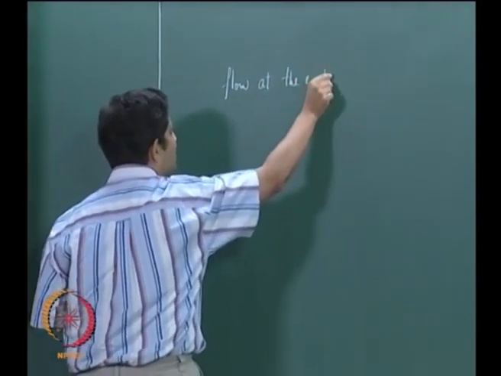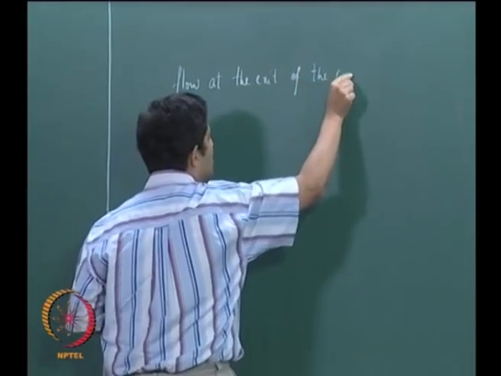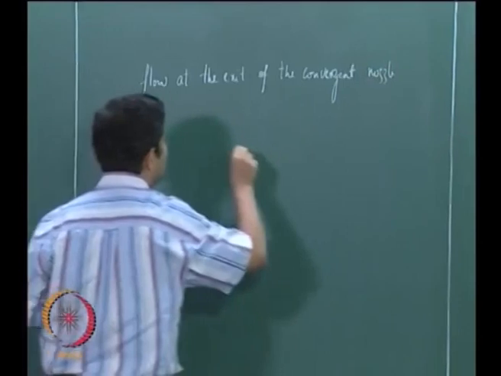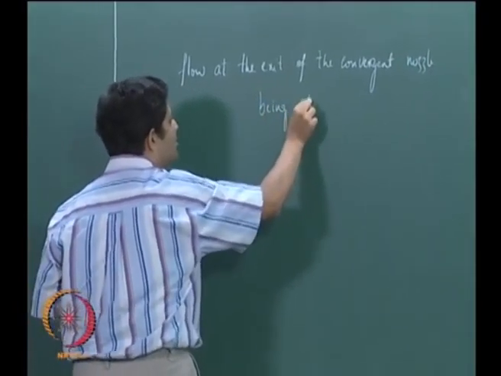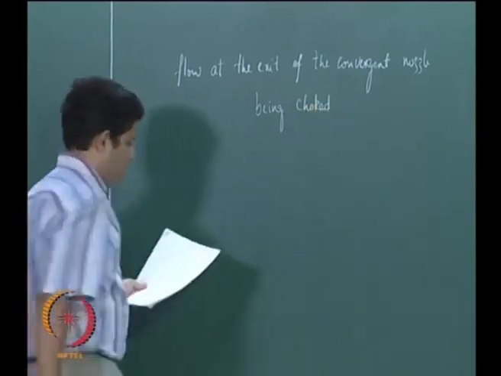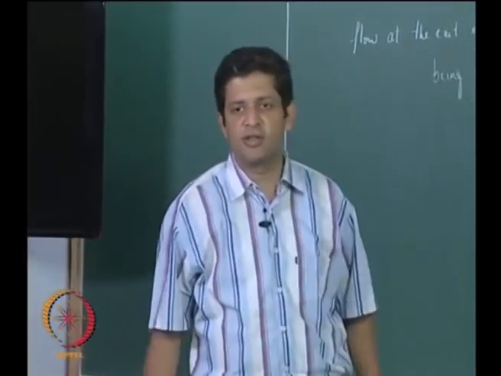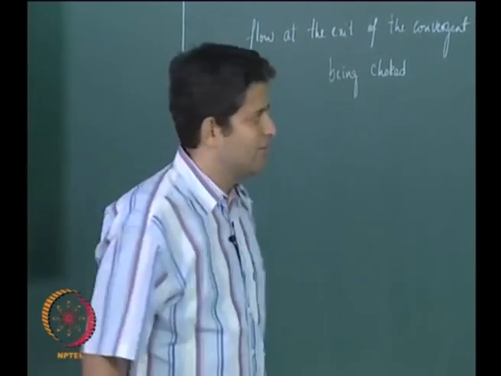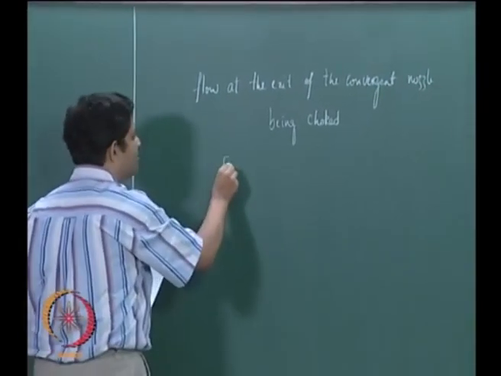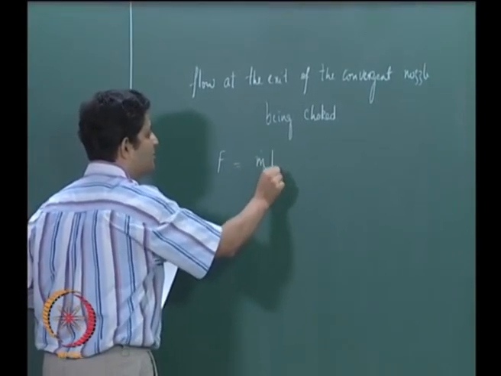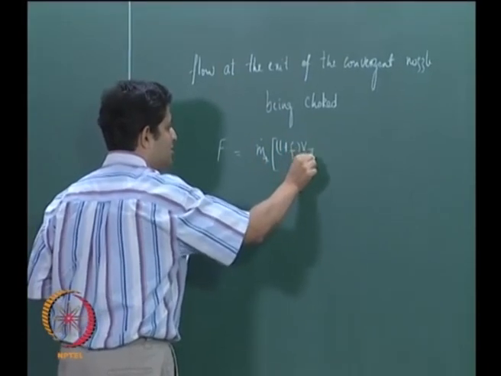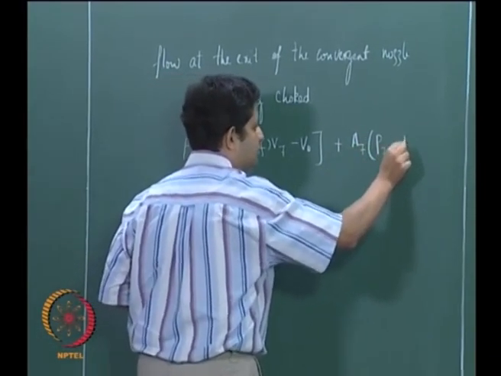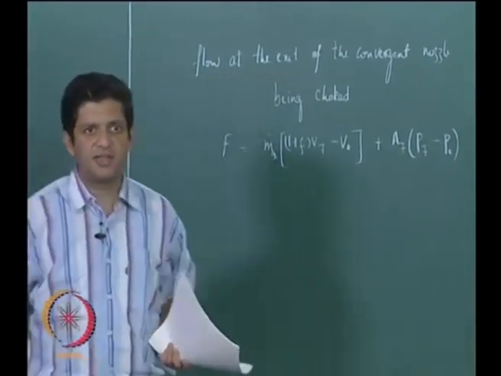Flow at the exit of the convergent nozzle. What does this mean? If at the exit of the convergent nozzle, the flow is choked, what does it imply to our thrust equation? If you remember, our thrust equation was F is equal to m dot a into... this is our thrust equation.